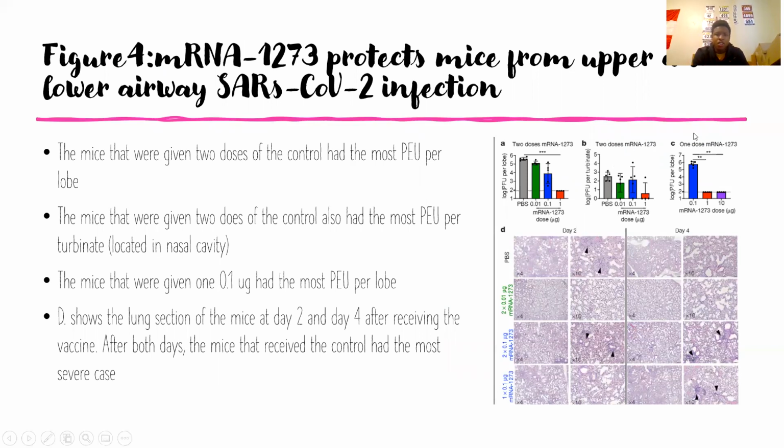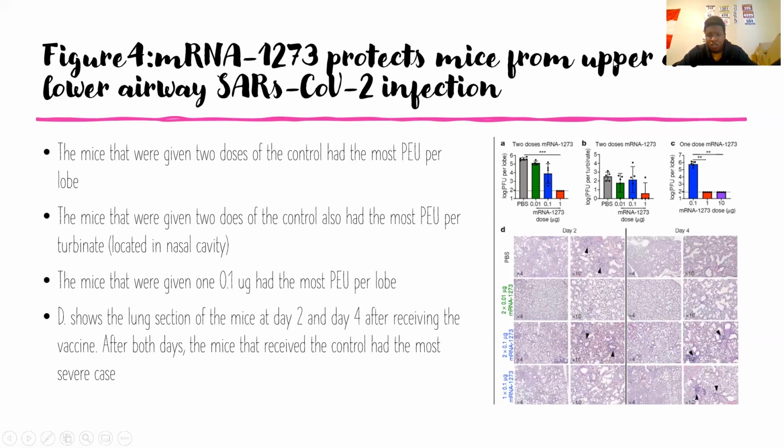So in this figure, it shows the mRNA 1273 vaccine protecting mice from upper and lower airway infections from the SARS-CoV-2 strain of COVID. What we have in this one is still different groups of mice. There's a group that's given 2 doses of the control, which was the PBS solution.